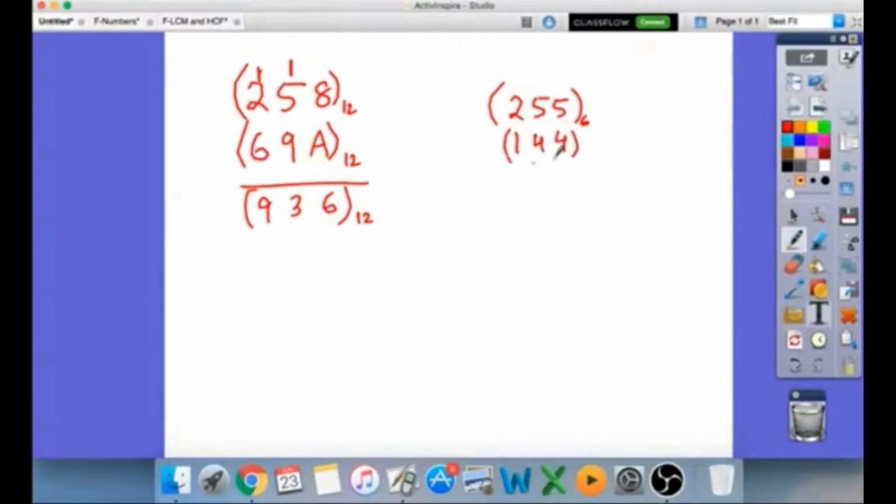144 base 6, 325 base 6. Let's add them up. Plus 5 plus 4 plus 5. How much is that? That's 14. When you're talking about base 6, generally when you're doing the calculations in decimals, when you get the sum as 23, you keep 3 there and you take 20 as 2 to the carry, right?